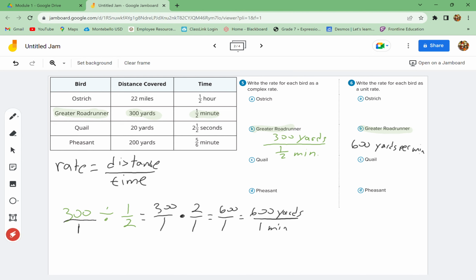So notice again, like I discussed in class, you're changing something that looks weird for normal folks, and you change it to something that's easier for them to understand, read, and comprehend.